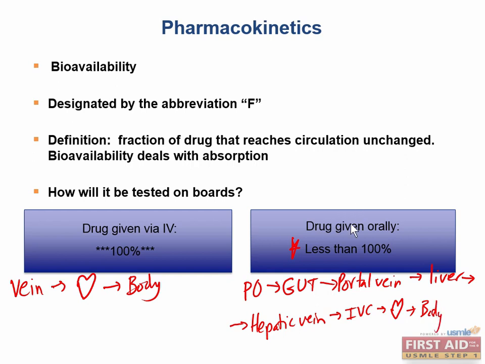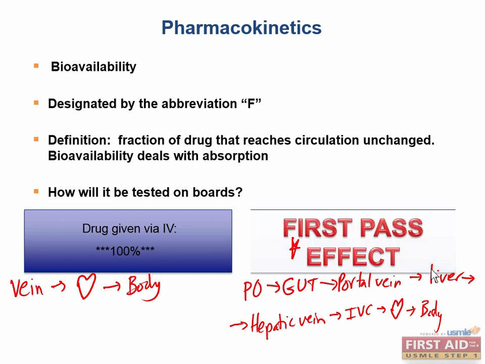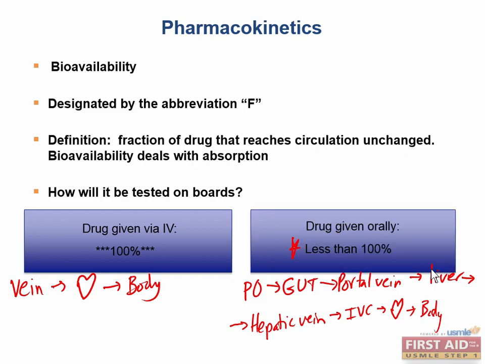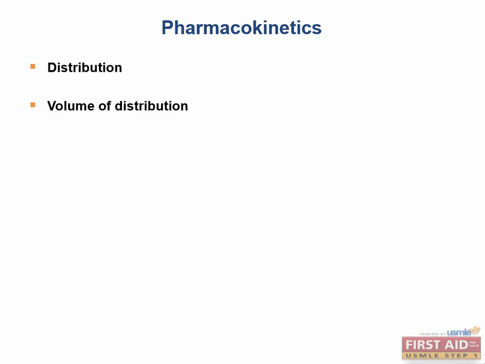So notice how when a drug is given orally, we have a little bit different of a route. It's not as clean as IV: vein, heart, body. It's got to go through different structures, and one of them being the liver. So put another way, before a drug goes into the general circulation, it must pay a toll at the liver, known as the first pass effect, which is going to alter the drug in some way. Therefore, the bioavailability is less than 100%. This is going to be known as first pass effect. So we just covered the first part of pharmacokinetics, which involves the bioavailability of a drug.